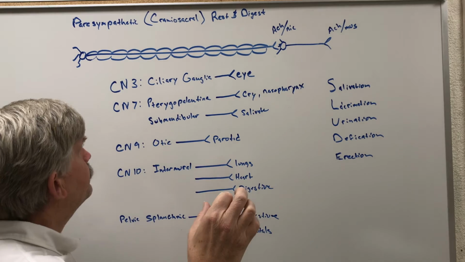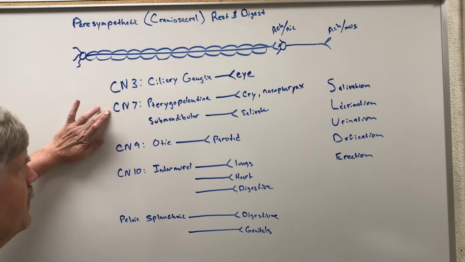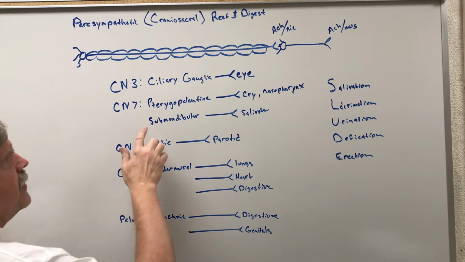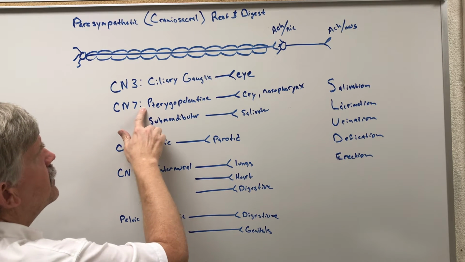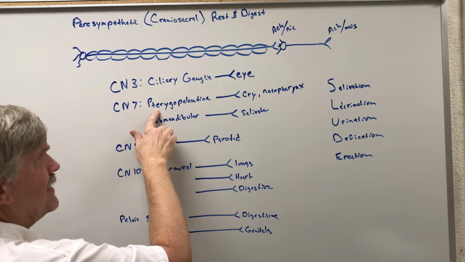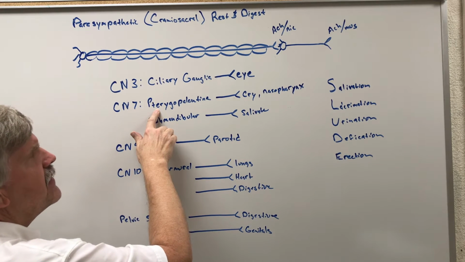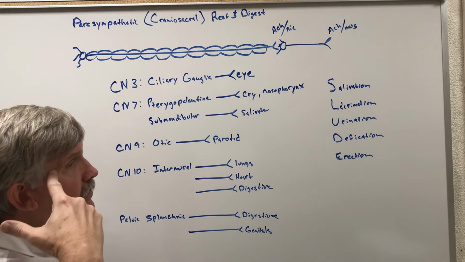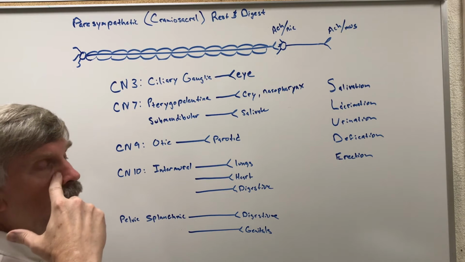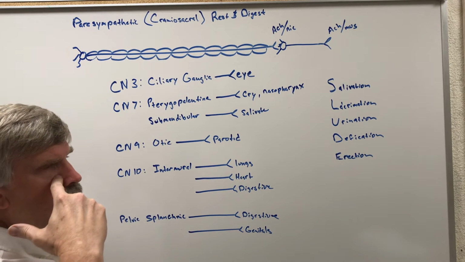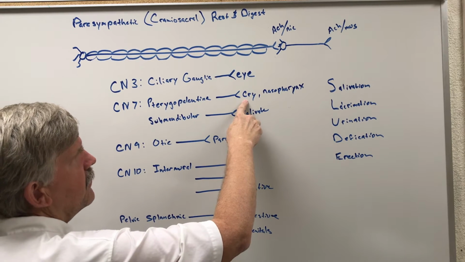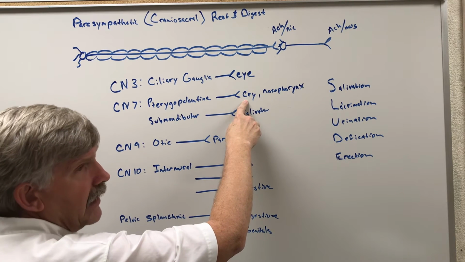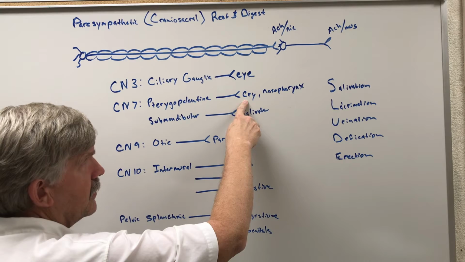Cranial nerve 7 is going to be actually innervating 2 ganglia. It is going to go to the pterygopalatine ganglia, and this is located just posterior to the middle concha of your nose. And this is going to send innervation to the lacrimal gland to allow you to cry and secrete tears.